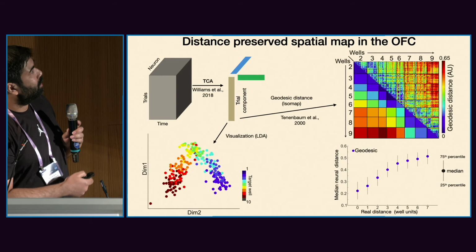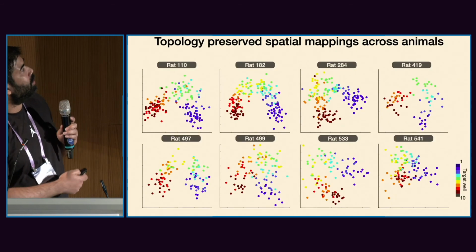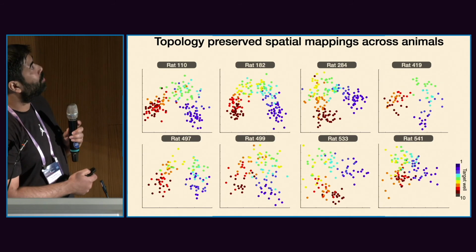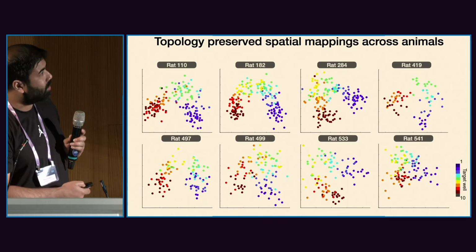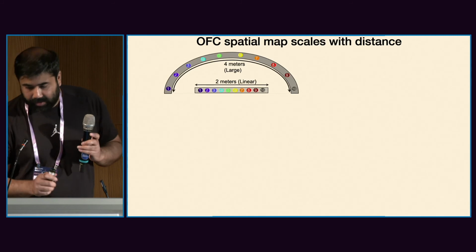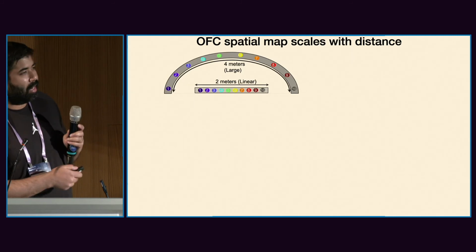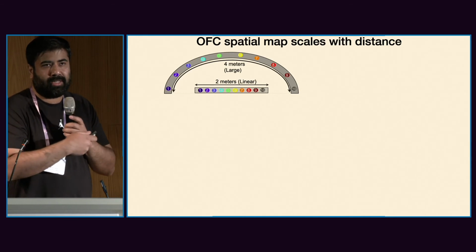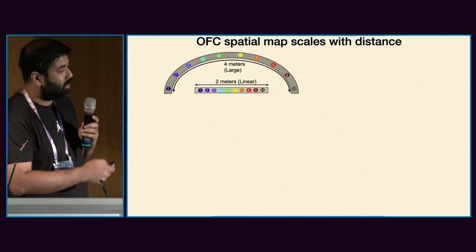Right, so this was from one session, but I'm showing you sessions from 8 more rats. So this phenomenon was quite replicable across rats. And finally, in the last 30 seconds, I wanted to ask, does this map scale with distance, right? Or is it like a number line that just encodes things in an order?